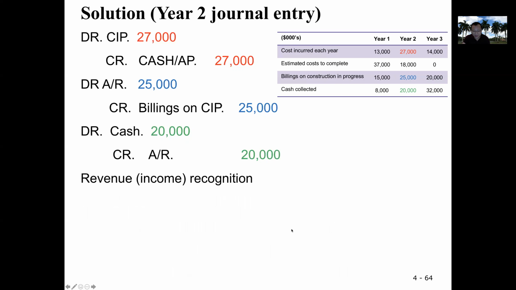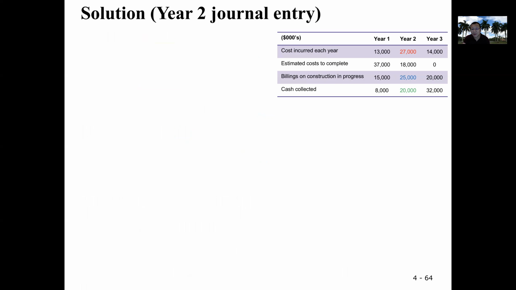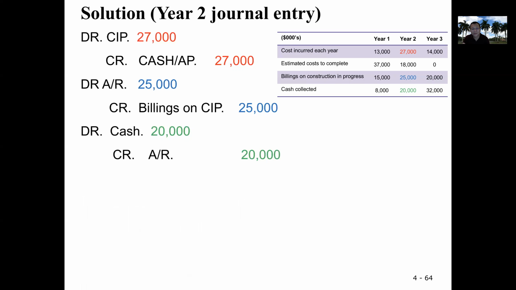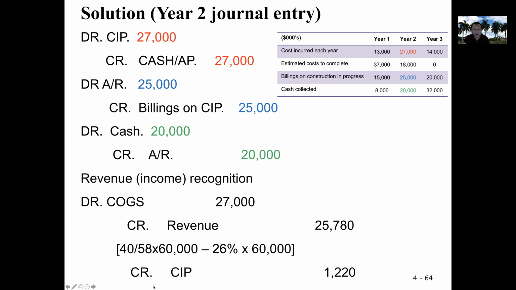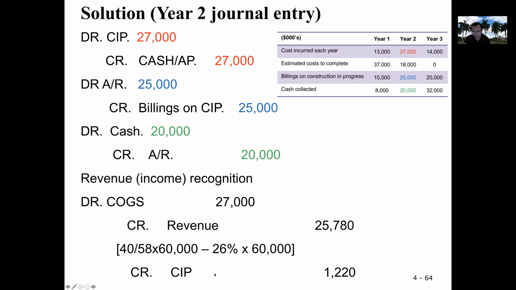Okay, and then you realize you need additional credit for 1220. What is 1220? If you remember, 1220 is here. It is the current gross profit, current loss in the year 2. Okay, so if it's a loss, you're gonna credit construction in progress. So that is for year 2.